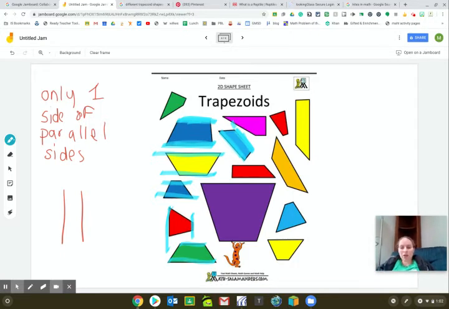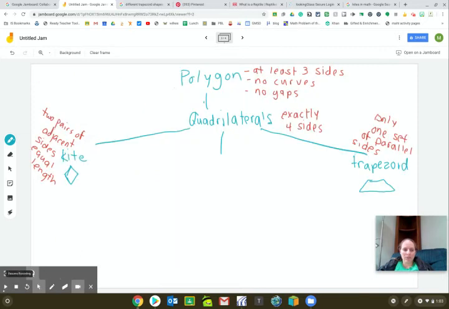Now I can tell you, depending on what book you use, Pennsylvania says that the definition of a trapezoid is only one set of parallel sides. But there are some mathematicians in the world that changed this definition and said that it has at least one set of parallel sides. And we're going to come and take a look at that a little bit later.